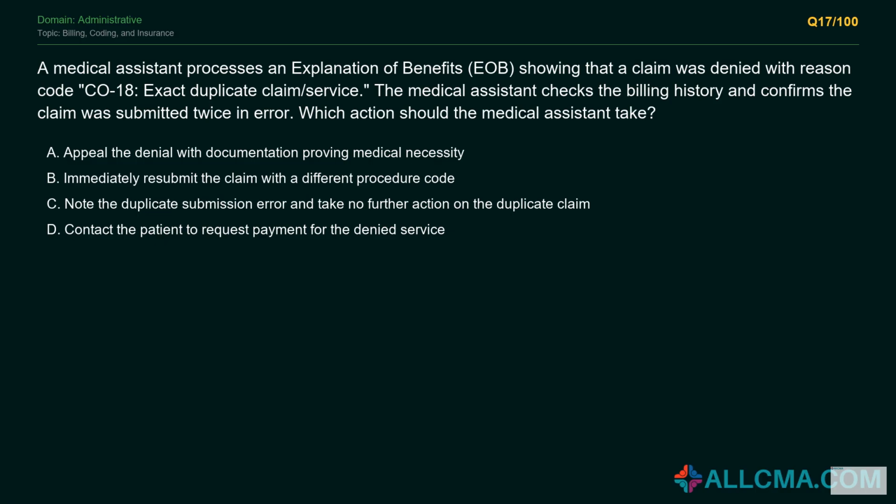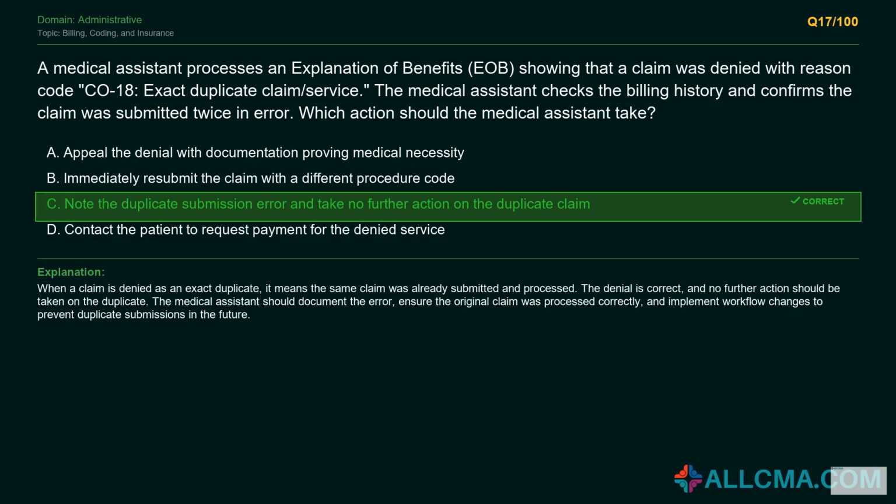Option A. Appeal the denial with documentation proving medical necessity. Option B. Immediately resubmit the claim with a different procedure code. Option C. Note the duplicate submission error and take no further action on the duplicate claim. Option D. Contact the patient to request payment for the denied service. The correct answer is C.